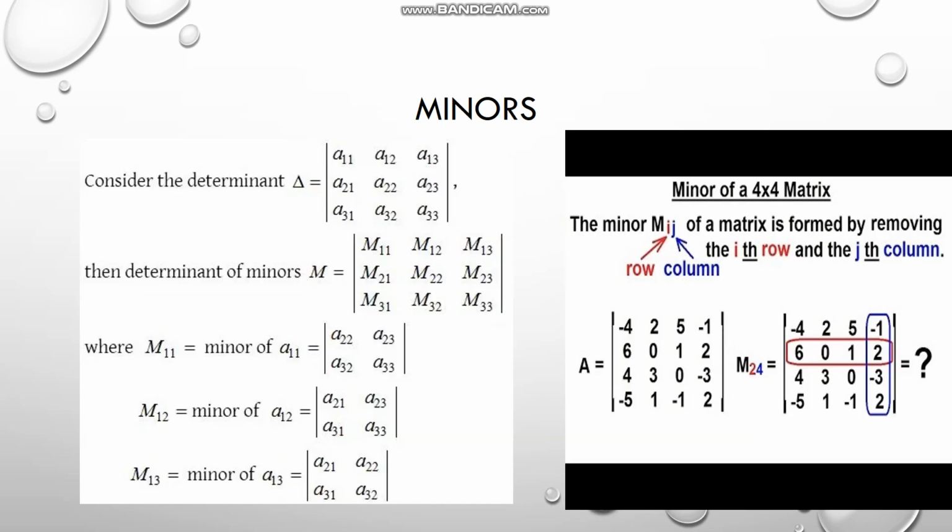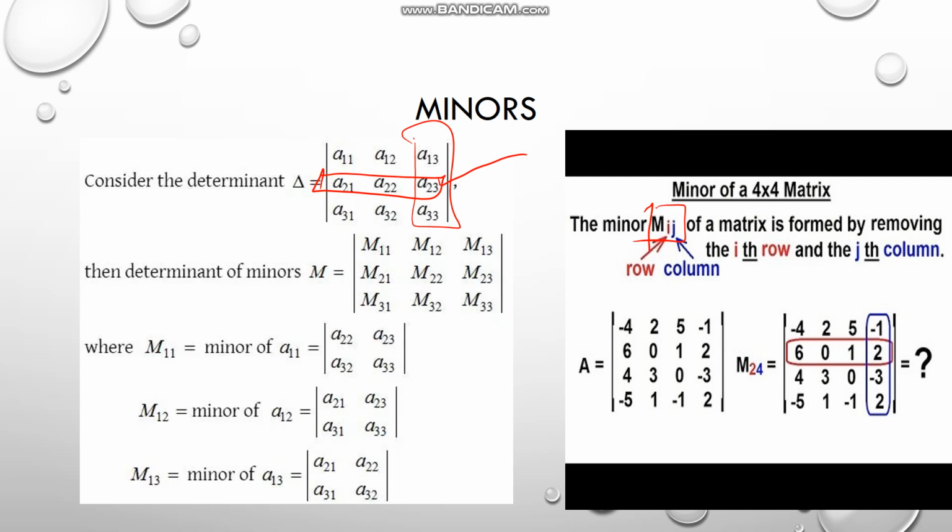Now minors. The minor Mij of a matrix is found by removing the ith row and jth column. The representation of minor is given by M, and if we find the minor of the second row, third column element, as we can see, that is A23, that means we have to hide the second row and third column. The remaining values will be the minor of A23.